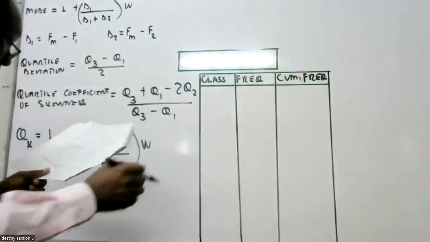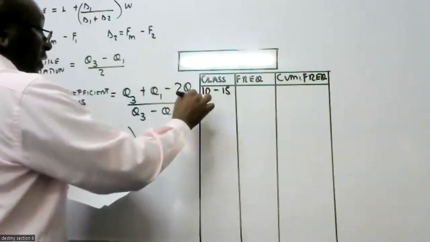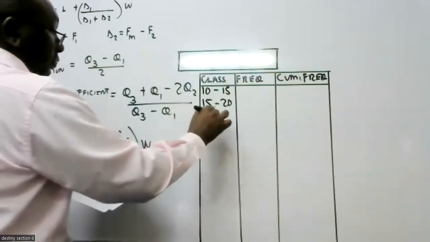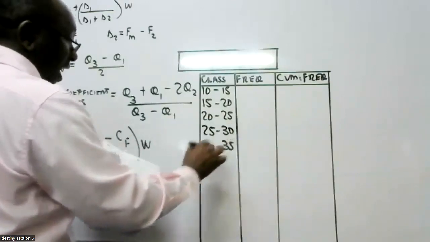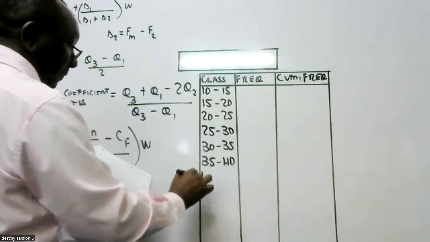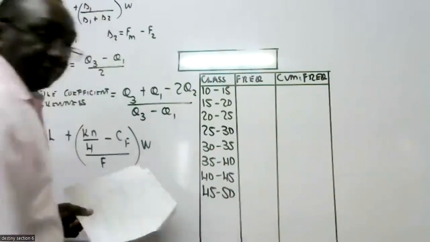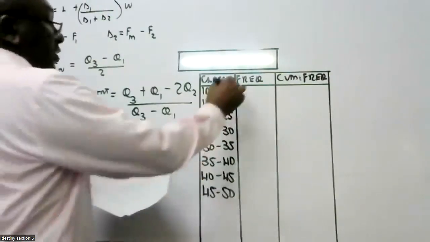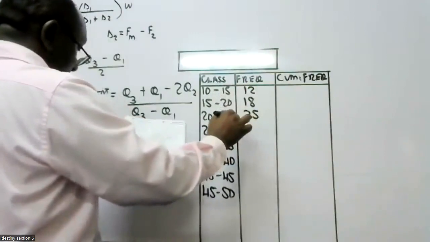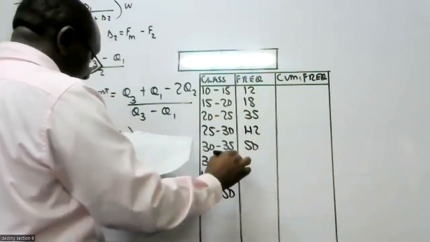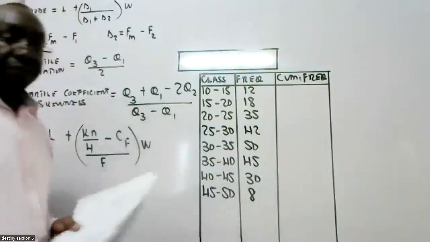So we have the classes of 10 to 15, 15 to 20, 20 to 25, 25 to 30, 30 to 35, 35 to 40, 40 to 45, 45 to 50. The frequencies are 12, 18, 35, 42, 50, 45, 30, and 8.